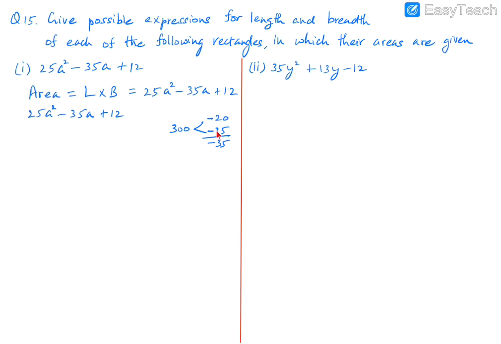So now we have minus 20 into minus 15 is plus 300. So minus into minus becomes plus, and 20 into 15 is 300. And when we add these, we get minus 35. So we can split the middle term using these two numbers, minus 20 and minus 15. So we will have 25a square minus 20a minus 15a plus 12.